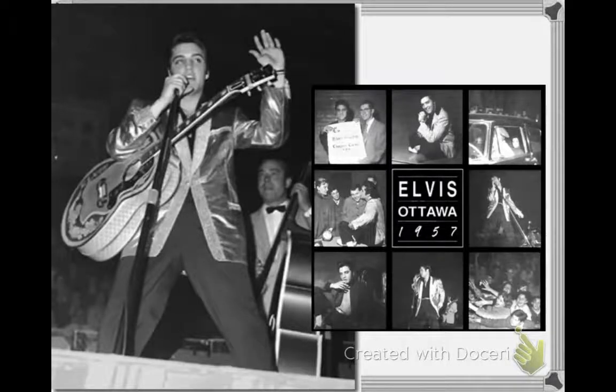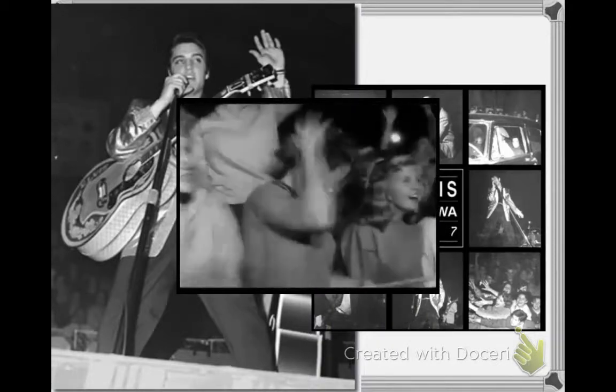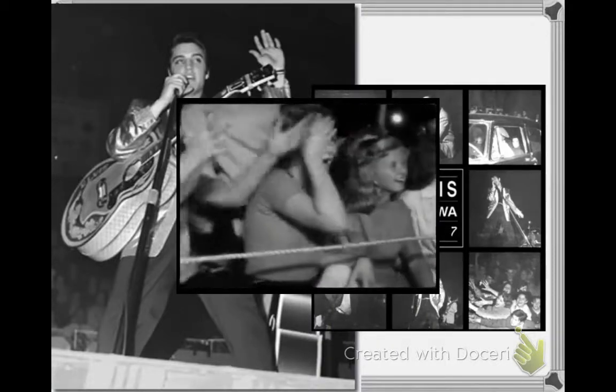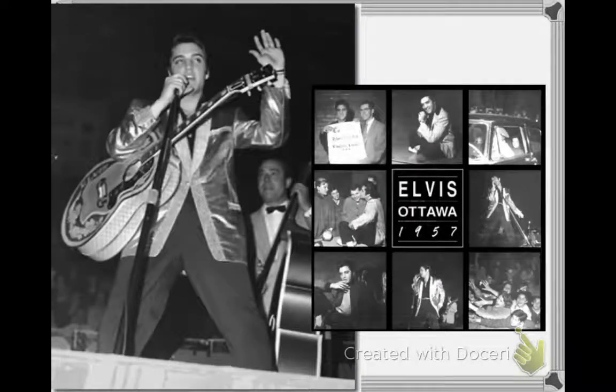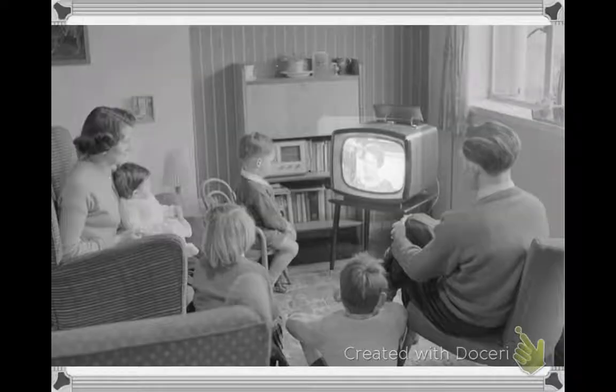Birth of rock and roll is personified by Elvis Presley, right? He took the world by storm. He came to Ottawa in 1937. It was a big deal, and the reason why American culture spreads is through television. So as people had extra money, they were able to afford things like television sets. And television wasn't just entertainment, but it brought the world into your living room.